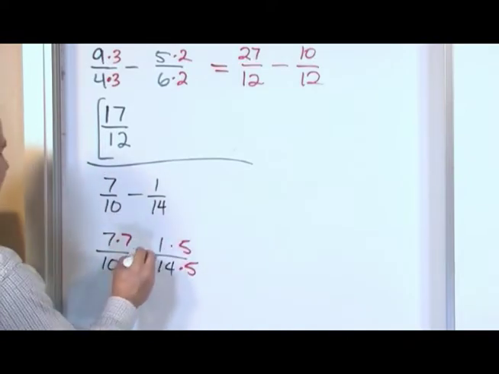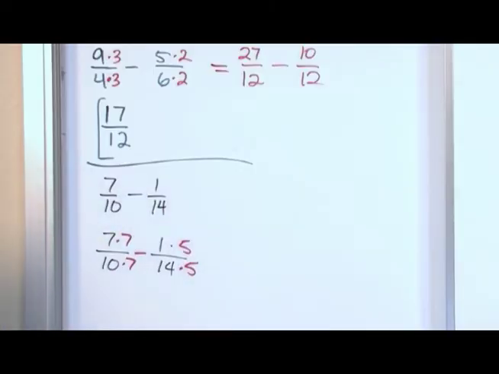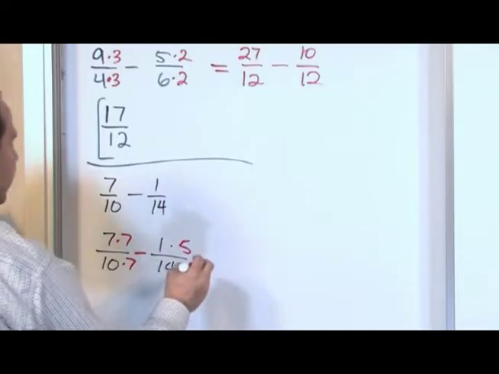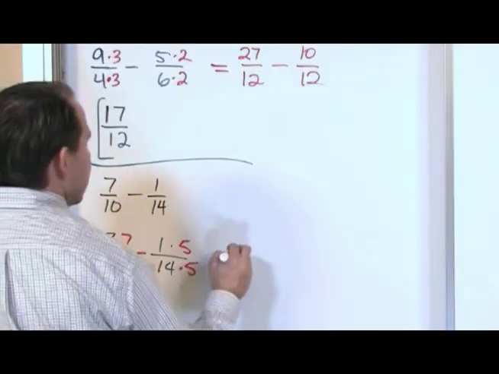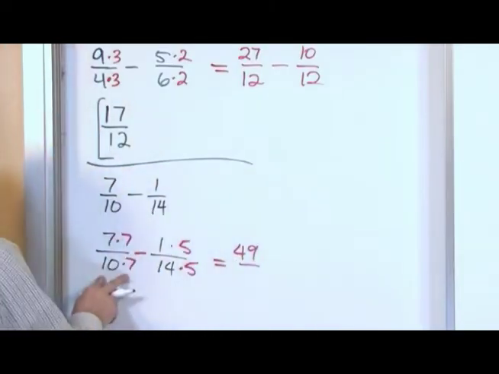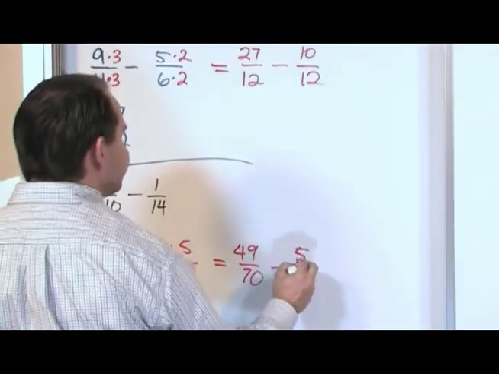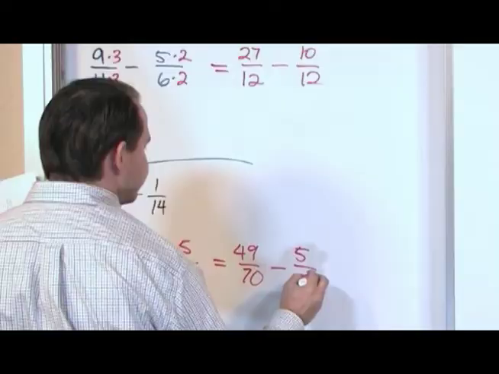Now you may not see that right away, and that's okay. You just have to play with it a little bit. You'll get experience and practice with it. But by and large, all I'm doing is picking a number so I can get the same denominator. 7 times 7 is 49, and this is 70 right here. 1 times 5 is 5, and then I have 70 here.